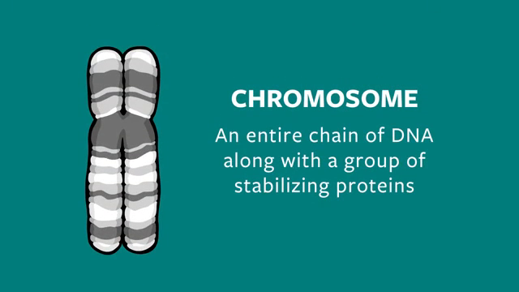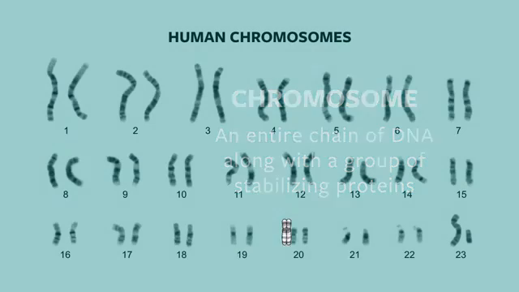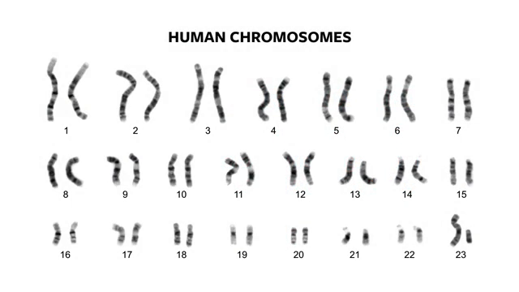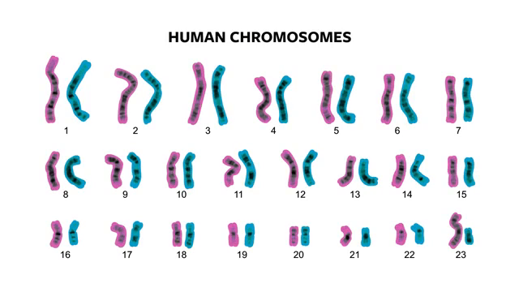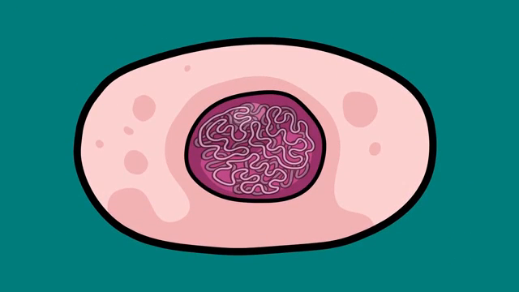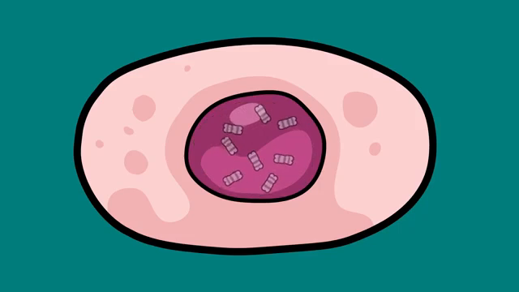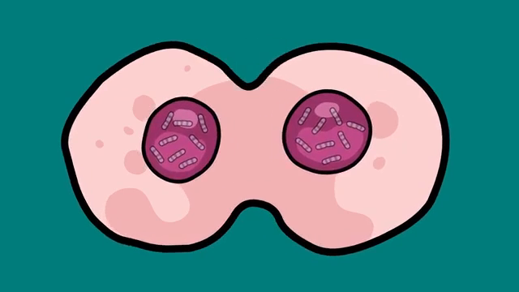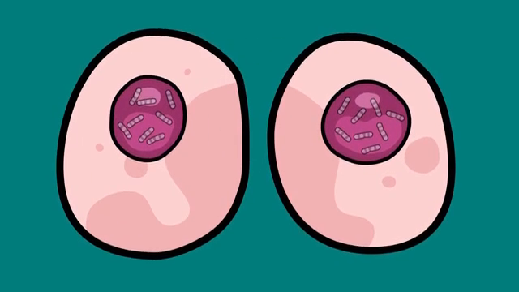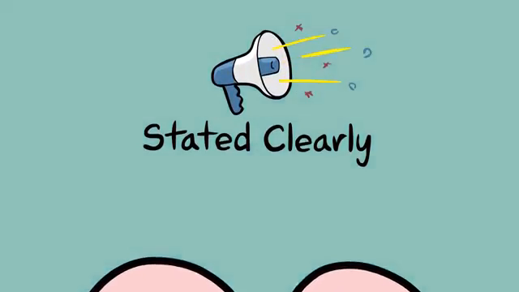So, to sum things up, what exactly is a chromosome? A chromosome is an entire chain of DNA along with a group of stabilizing proteins. Humans typically have 23 pairs of chromosomes in each of their cells, that's 46 altogether. In your body, one member of each pair came from your father, the other from your mother. For most of a cell's life, chromosomes exist in a loose, noodle-like structure. Chromosomes are copied and then condensed like spools of yarn for durability when a cell prepares to reproduce by splitting in 2. I'm John Perry, and that is a chromosome, stated clearly.